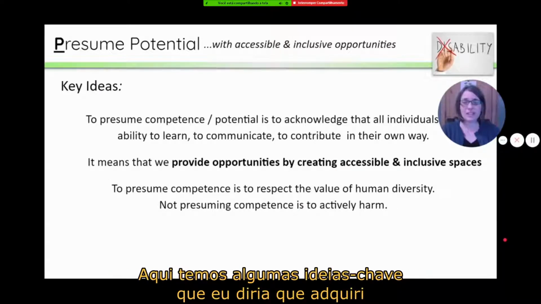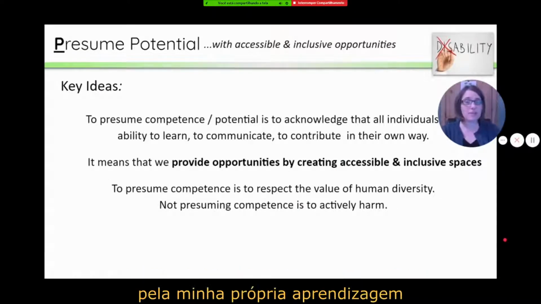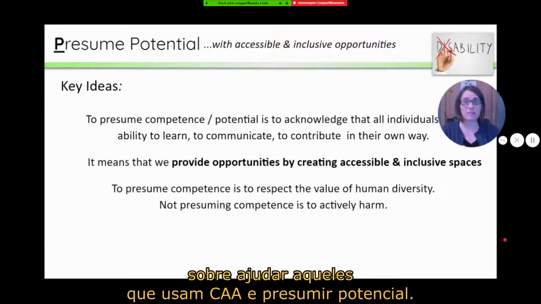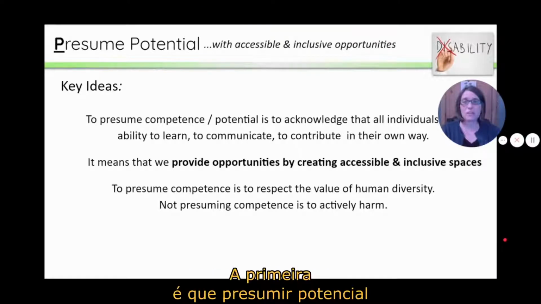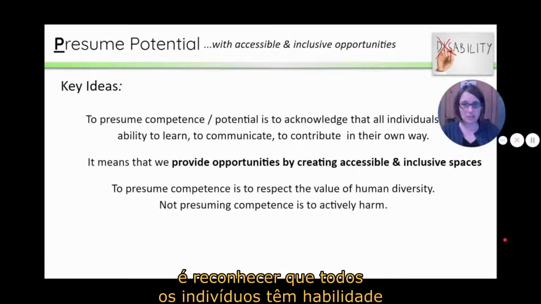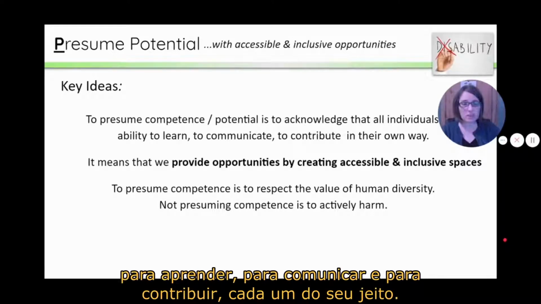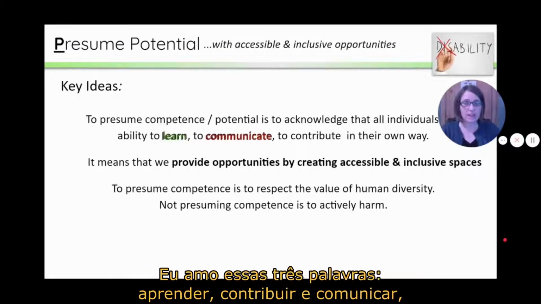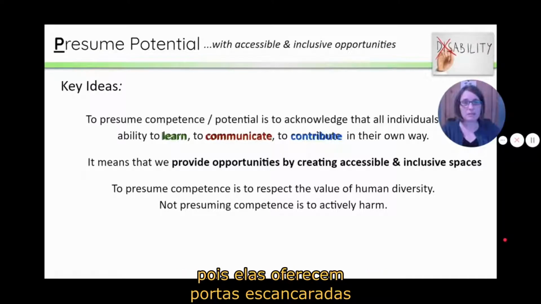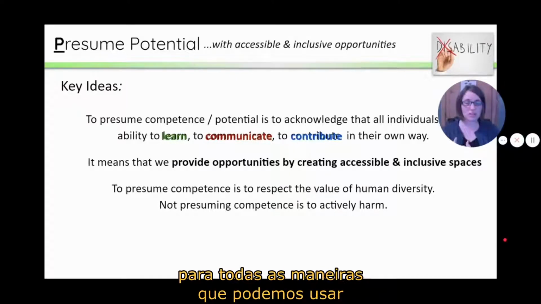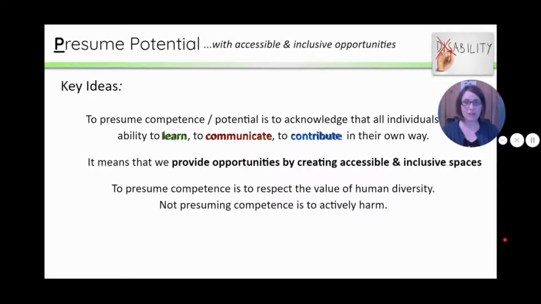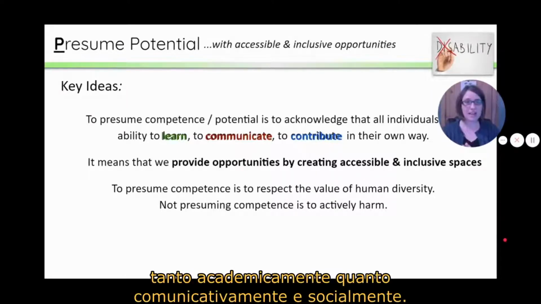So here are a few key ideas that I have acquired through my own learning about supporting those who use AAC and presuming potential. The first is to presume potential is to acknowledge that all individuals have the ability to learn, to communicate, and to contribute in their own way. And I love those three words, to learn, to contribute, and to communicate, because it really provides wide open doors for all the ways in which we can support individuals, academically, communicatively, and socially.